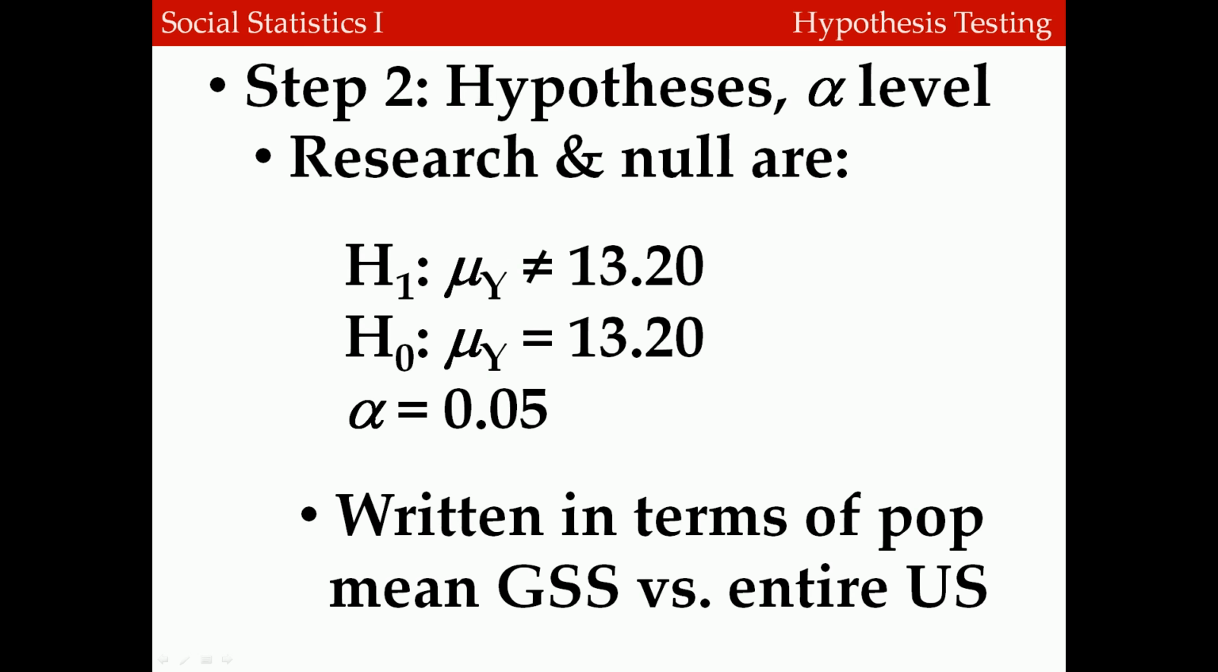Okay, so step two involves stating our hypotheses and stating our alpha level. There is one change this time. Since we're not specifying a direction in our research hypothesis, H sub 1 is that mu sub y, which again represents the population education from which the GSS sample is drawn, is not equal to 13.2. Our null hypothesis is the same as last time, that it is equal to 13.2. And again, we'll use the same conventional alpha level, 0.05.